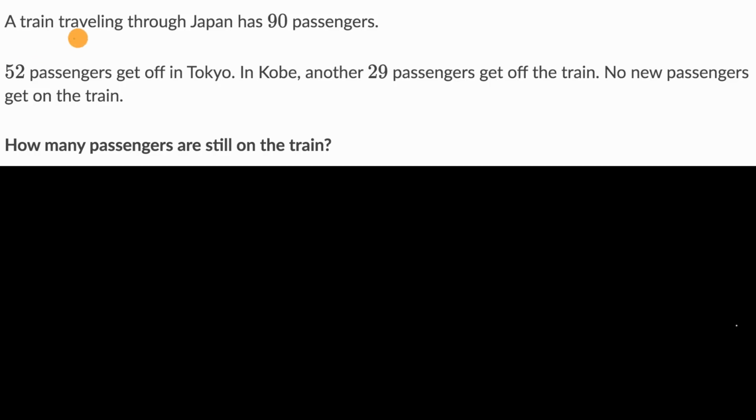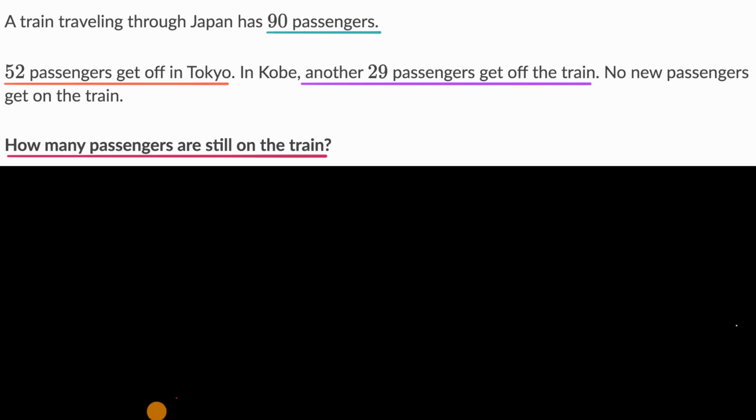We're told that a train traveling through Japan has 90 passengers. 52 passengers get off in Tokyo. In Kobe, another 29 passengers get off the train. No new passengers get on the train. And then they ask us, how many passengers are still on the train?